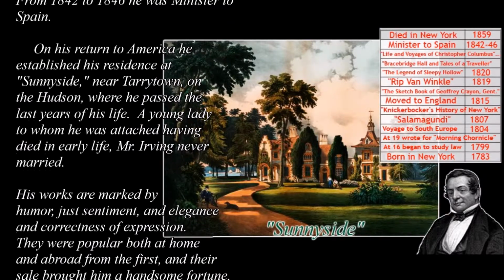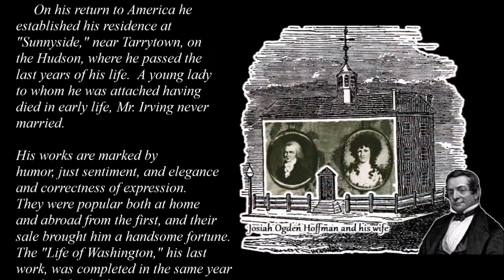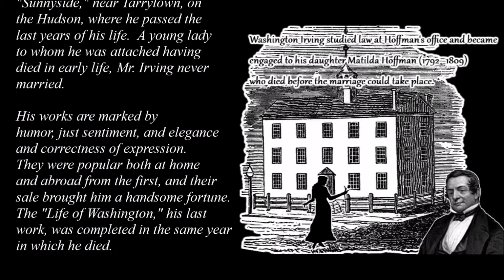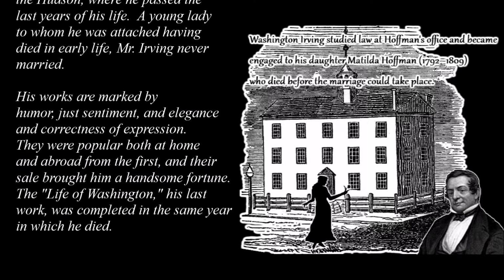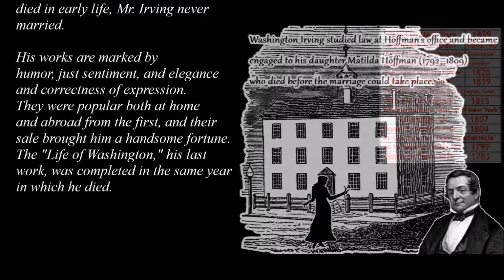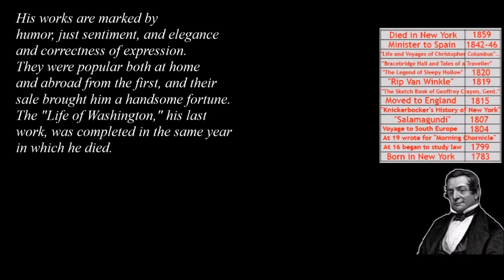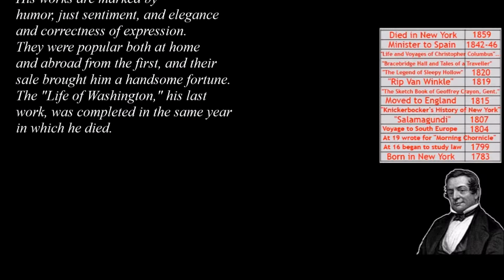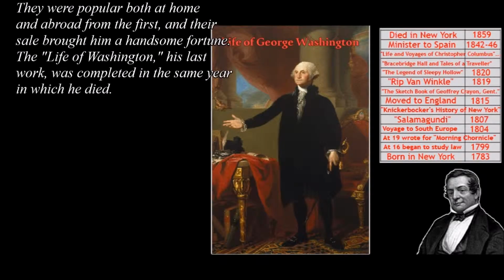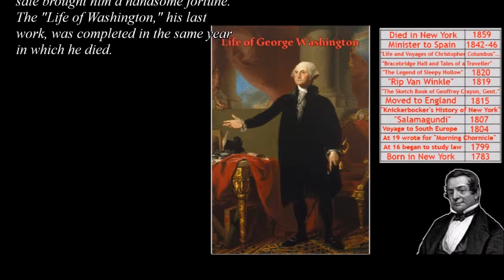On his return to America, he established his residence at Sunnyside, near Tarrytown, on the Hudson, where he passed the last years of his life. A young lady, Mildred Hoffman, to whom he was attached, having died in early life, Mr. Irving never married. His works are marked by humor, just sentiment and elegance and correctness of expression. They were popular both at home and abroad from the first, and their sale brought him a handsome fortune. The Life of Washington. His last work was completed in the same year in which he died.